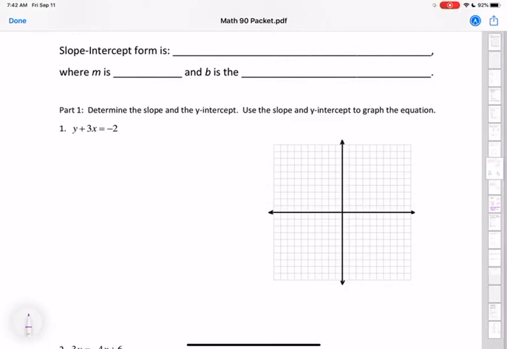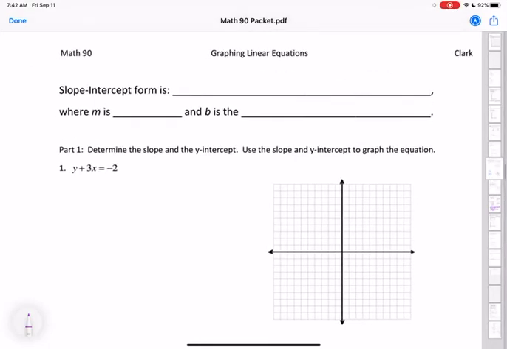Good morning. I'm so glad you're here. So today we are working on section 5.1, which is graph linear equations. This is continuing on in that big packet for graphing that we have.